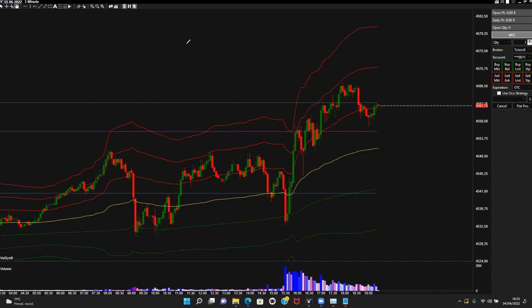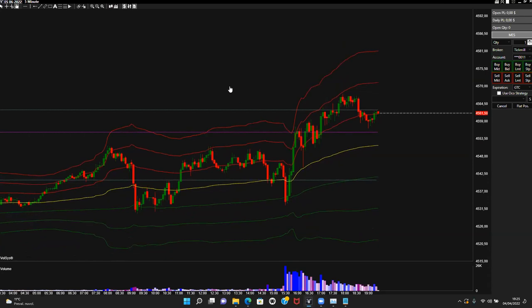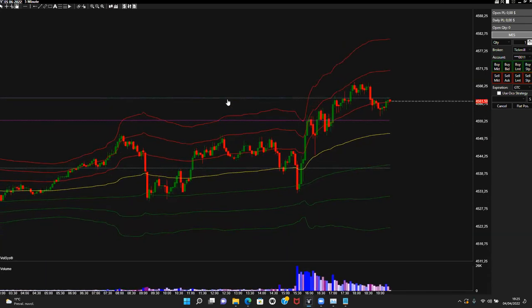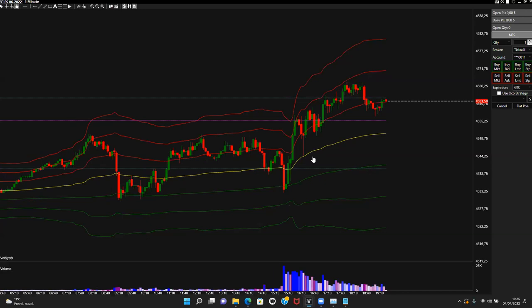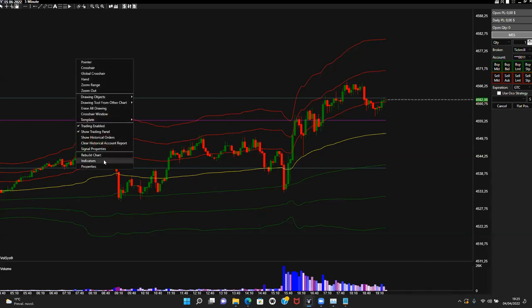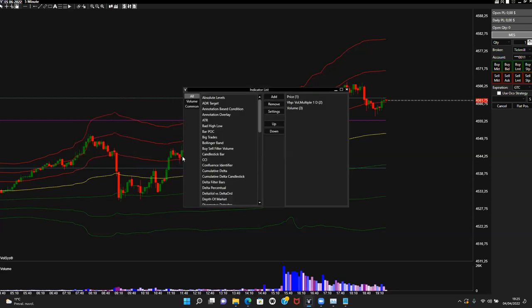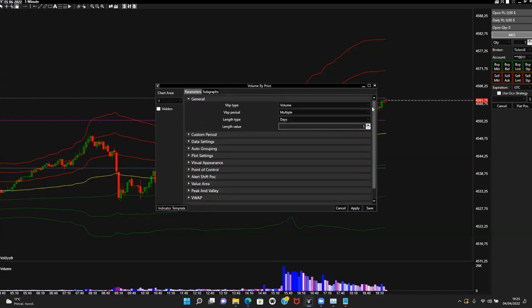This is how we can use Volsi's platform to build this chart and start to look at VWAP and its standard deviations. There is a very simple way to attach VWAP on the chart. Let's get to it by right-clicking on the chart and selecting indicators. The VWAP indicator is included in the volume by price main indicator. So all we have to do is open the indicator by right-clicking on it.